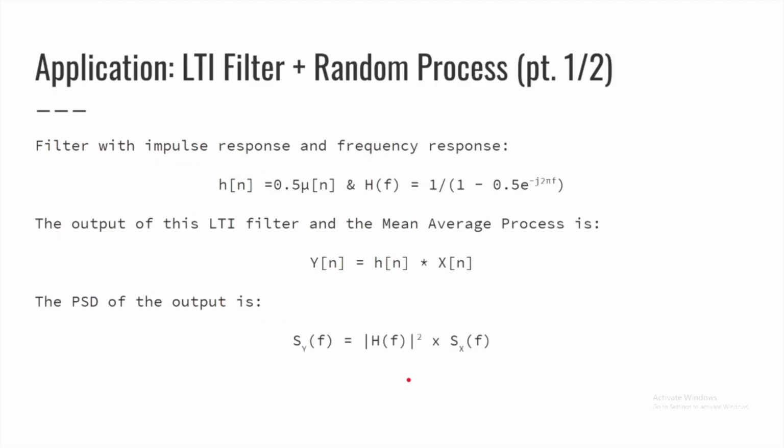For this problem, we applied a filter to our moving average process, and our filter of choice was h[n] equal to 0.5^n u[n]. Transforming that to the frequency response, we get H(f) equal to 1 over 1 minus 0.5 e to the negative j2πf. If you remember carefully, y[n], the output, is equal to h[n] convolved with x[n], and the PSD of this, Sy(f), is equal to the magnitude of our frequency response squared times the original PSD that we found before.